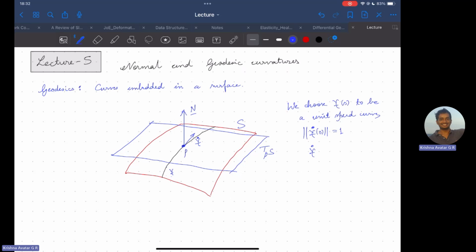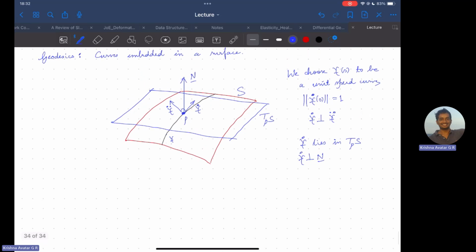The acceleration is perpendicular to gamma vector dot, and this we will have some arbitrary direction, say this. It's just that it has to be 90 degrees. This gamma double dot vector, and we also know that the n vector and gamma vector dot lie in TPS, right? So gamma vector dot is already perpendicular to n vector.